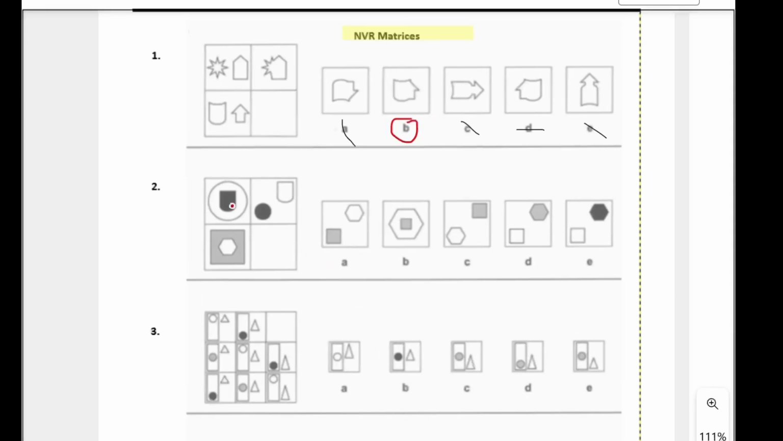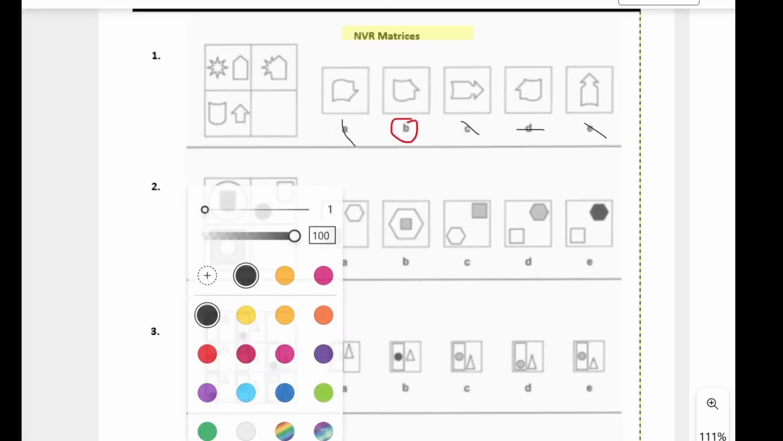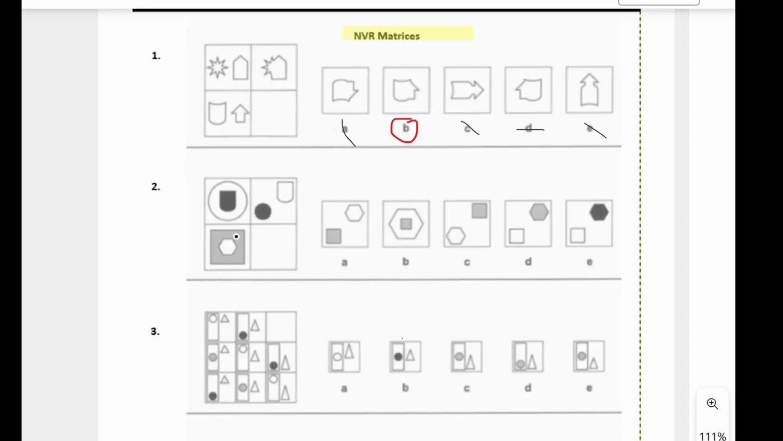The next one, question number 2, we have two components here. We have this, let's call it a semicircle type shape, and then a whole circle. In the next one, we have this hexagon and a big outer perimeter square. Now what's happening here? This shape goes to the top right and the outer perimeter goes to the top left. So the square will go to the top right.